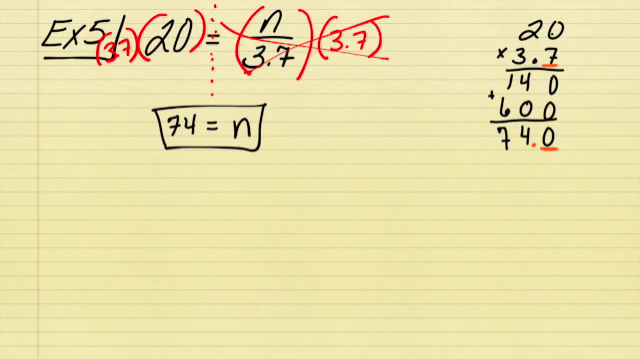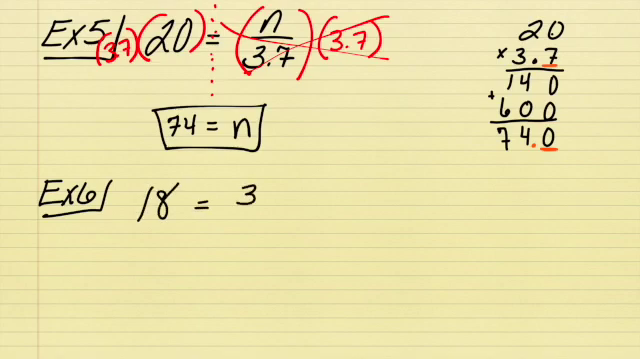Why don't you go ahead and do example number 6 on your own? So let's see here. Try 18 equals 3/4 times x. So go ahead and hit pause and try that one on your own. When you're done, hit play.